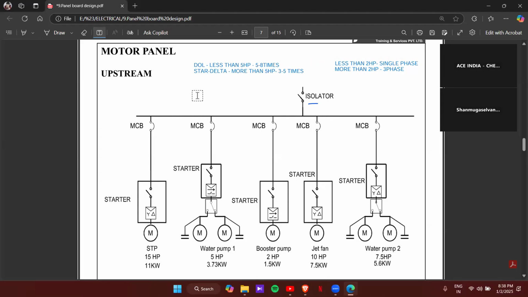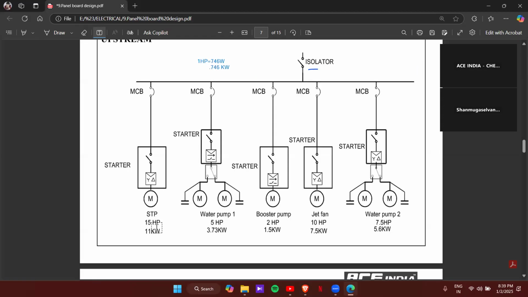The conversion value is 1 HP is equal to 746 watt. That means 0.746 kilowatt. So if you want to convert, you multiply with 0.746 to convert HP to kilowatt. That's what is written here actually. 15 HP, 15 into 0.746, you'll get 11 kilowatt. That's it.